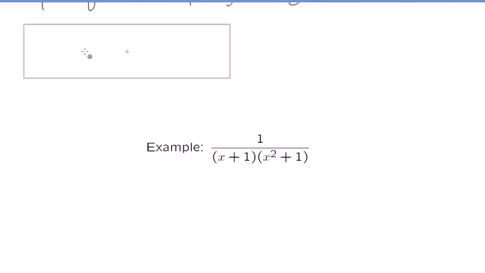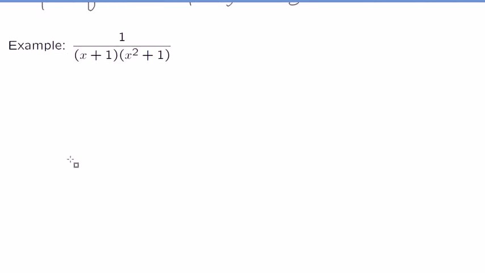Here's an example. The first one is a method that works all the time, comparing the coefficients.